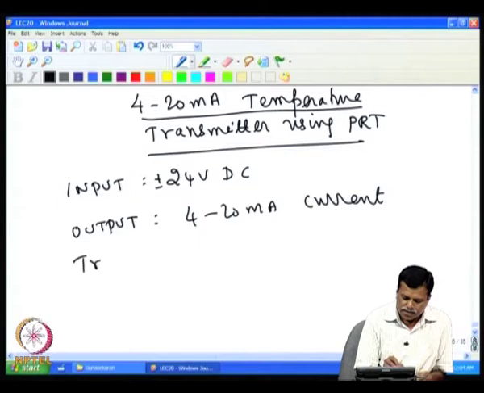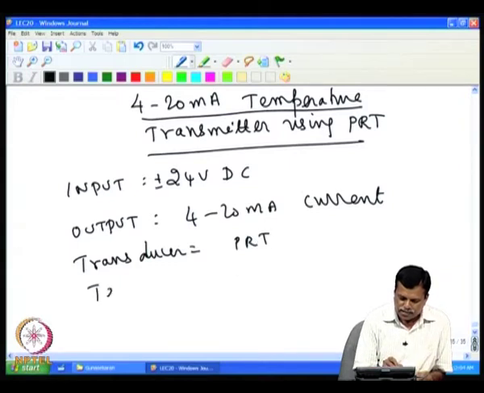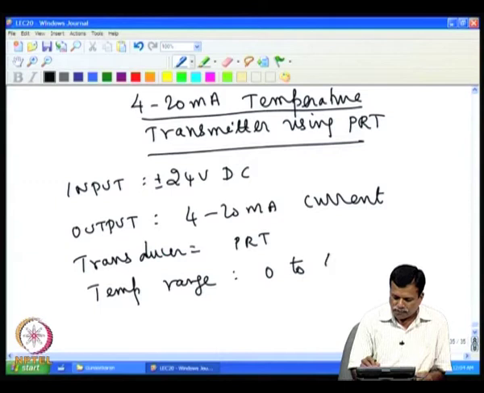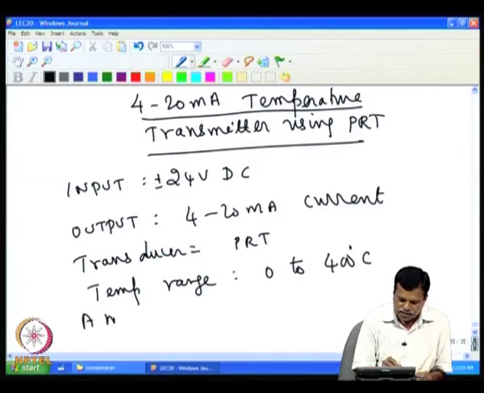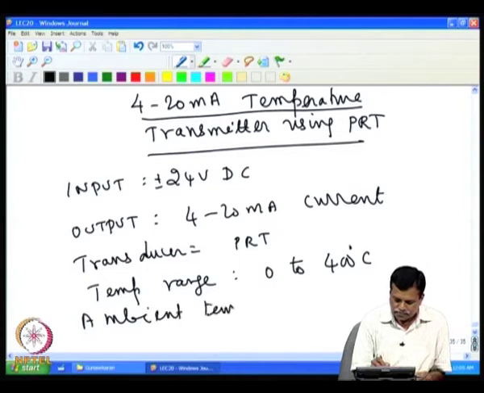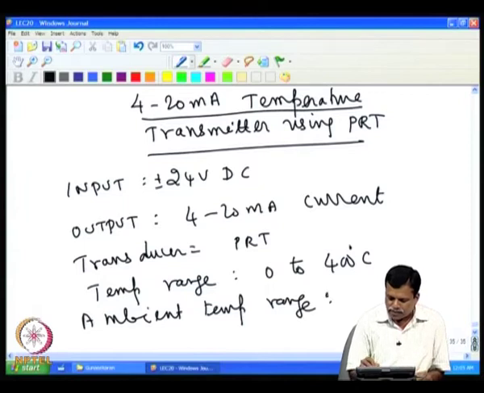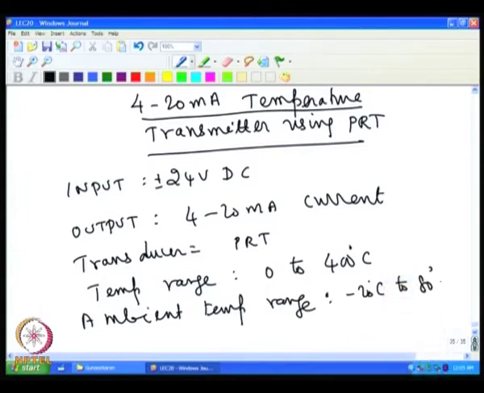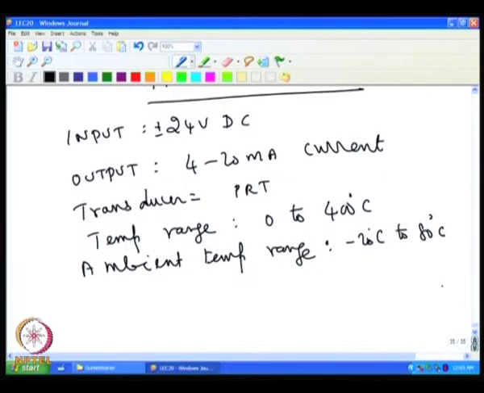Of course, the transducer is PRT, and we keep the temperature range as 0 to 400 degree C, and then the ambient temperature range, that is the instrument working range, we take -20 degree to 80 degree C, industrial grade equipment, and then the accuracy that we are aiming at is plus or minus 1%. That is what we are actually aiming at.